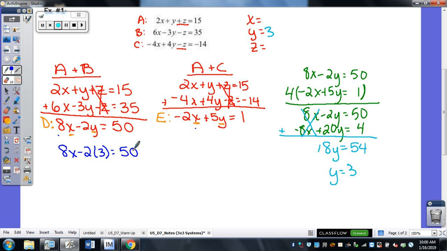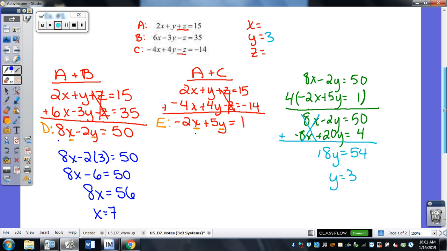So 8x minus 2 times 3 equals 50. 2 times 3 makes that a 6, so 8x minus 6 equals 50. Add our 6 over. 8x equals 56. Divide by 8, and what does x equal? 7. So there's our second one.